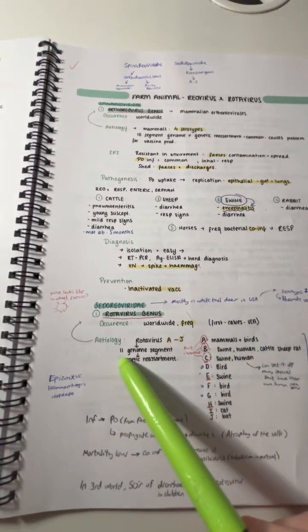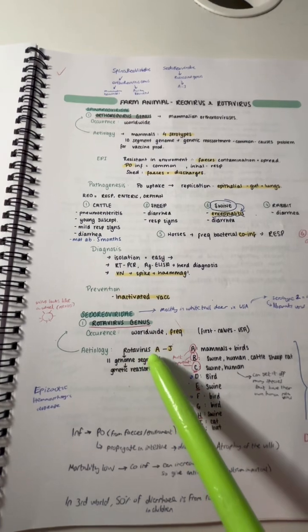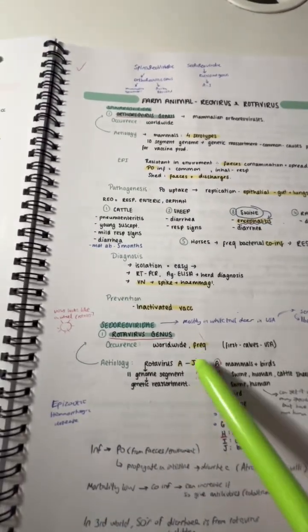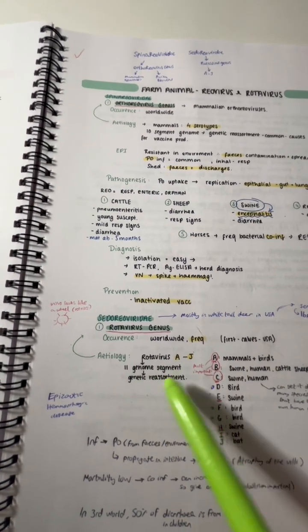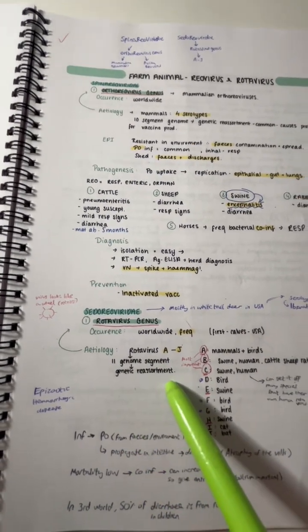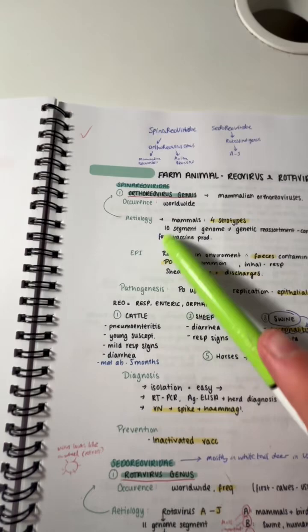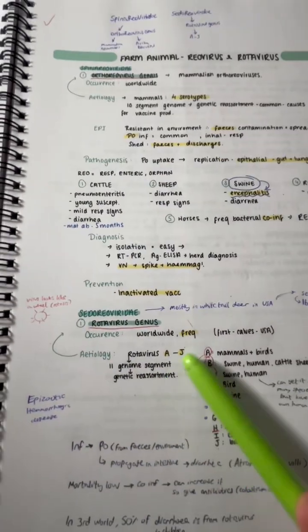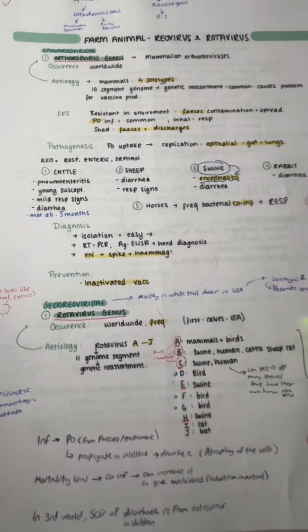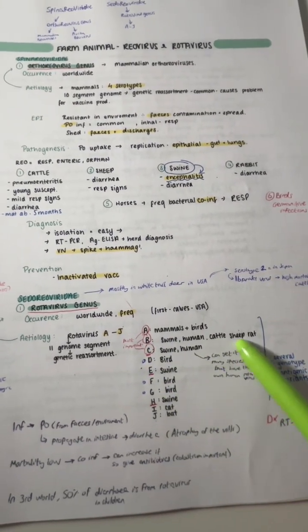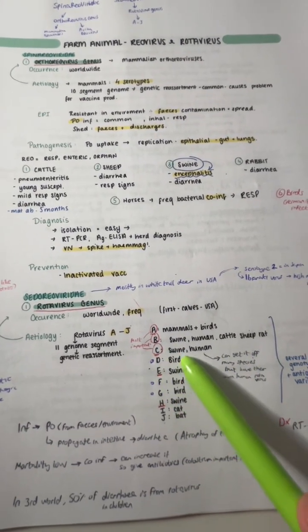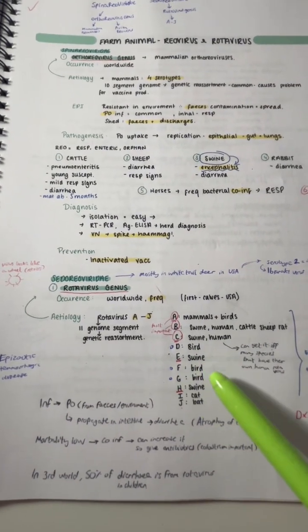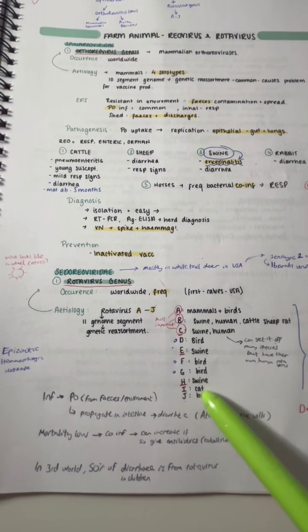For the etiology, rotaviruses are split into A, B, C, D, E, F, G, H, I, J. Since the virus has 11 genome segments, it allows for a lot of genetic reassortment. So orthoreoviruses have 10 genome segments and rotaviruses have 11 genome segments. To discuss the different types, A is mammals and birds, B is swine, humans, cattle, rats, and sheep. C is swine and humans. D is birds, E is swine, F and G are birds, H is swine, I is cat, and J is bat.